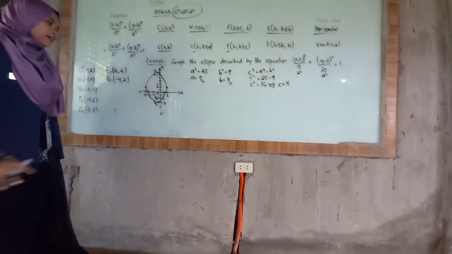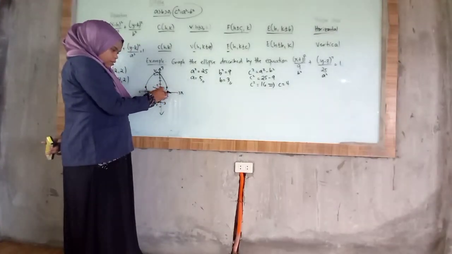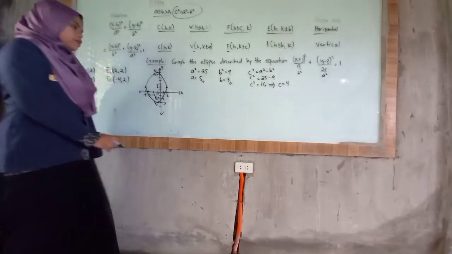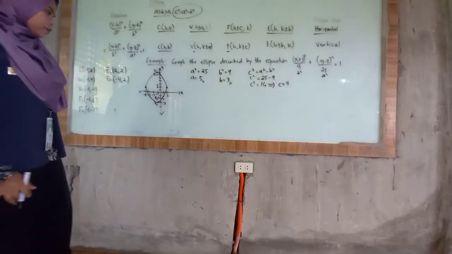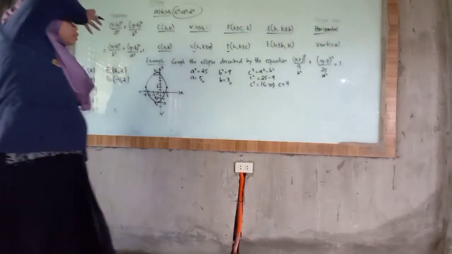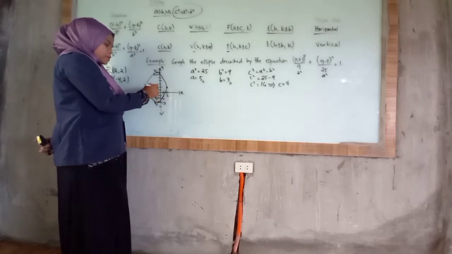Imagining that the Cartesian plane has equidistant units, your graph will be perfect whenever you are using graphing paper. Again, the center should be inside the ellipse.